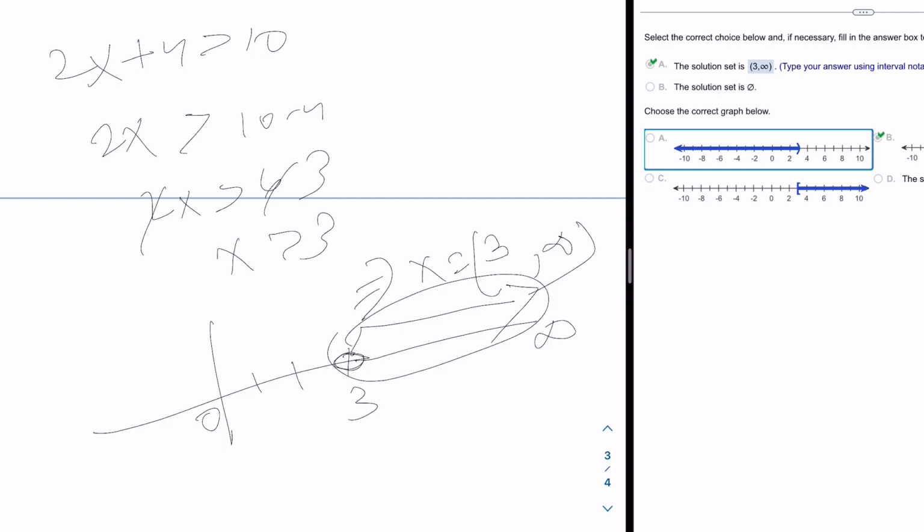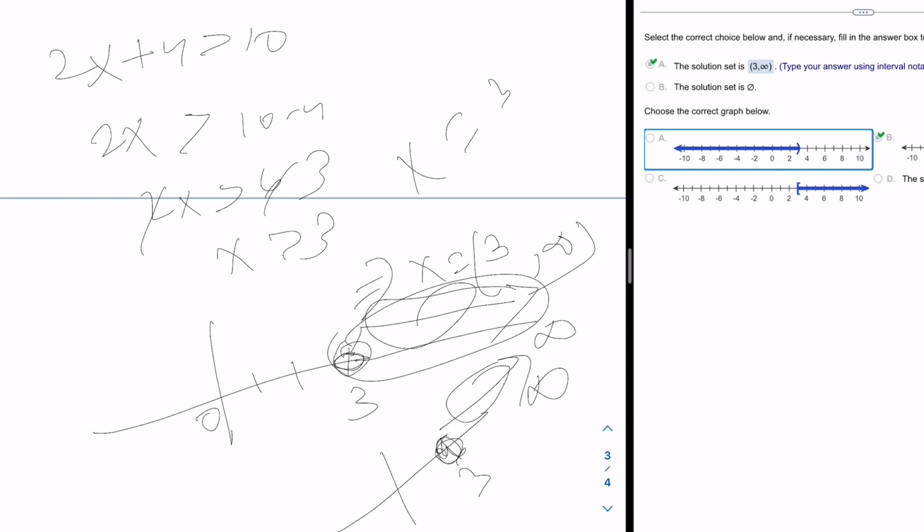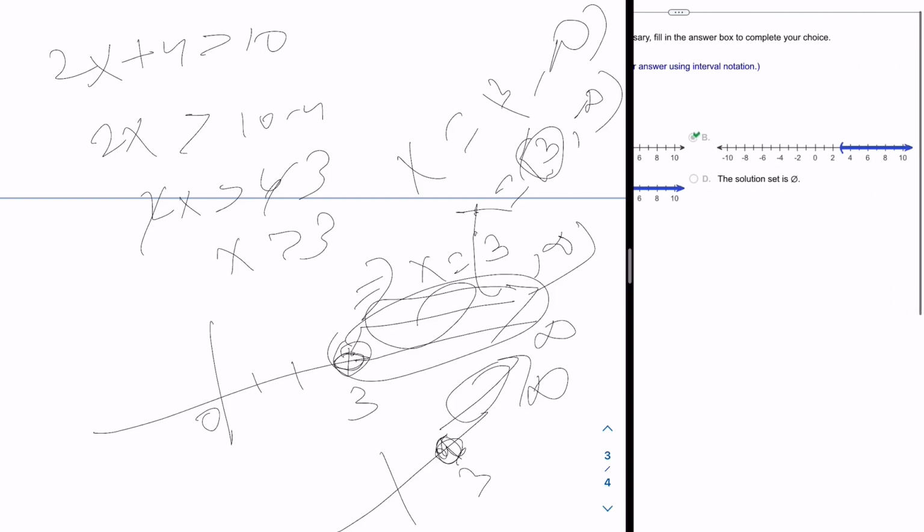Again, C is also not the solution because the graph is almost similar but not exactly. Our answer is not including 3, but the graph C is including 3. Our answer is 3 to infinity, but the graph C is giving including 3 to infinity. So this is wrong, right? So our answer is B, because it's excluding 3 but goes to infinity.